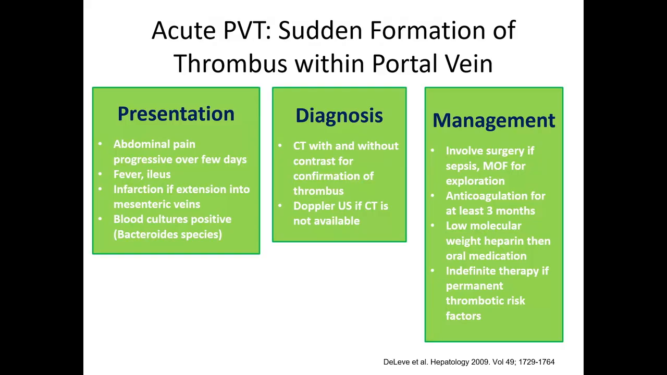The management of acute portal vein thrombosis is to quickly involve surgery if there's signs of sepsis or multi-organ failure in order to explore the vessels. The patient should have anticoagulation for at least 3 months. Low molecular weight heparin should be used, and then oral medication. And again, indefinite therapy if there's a permanent thrombotic risk factor identified.